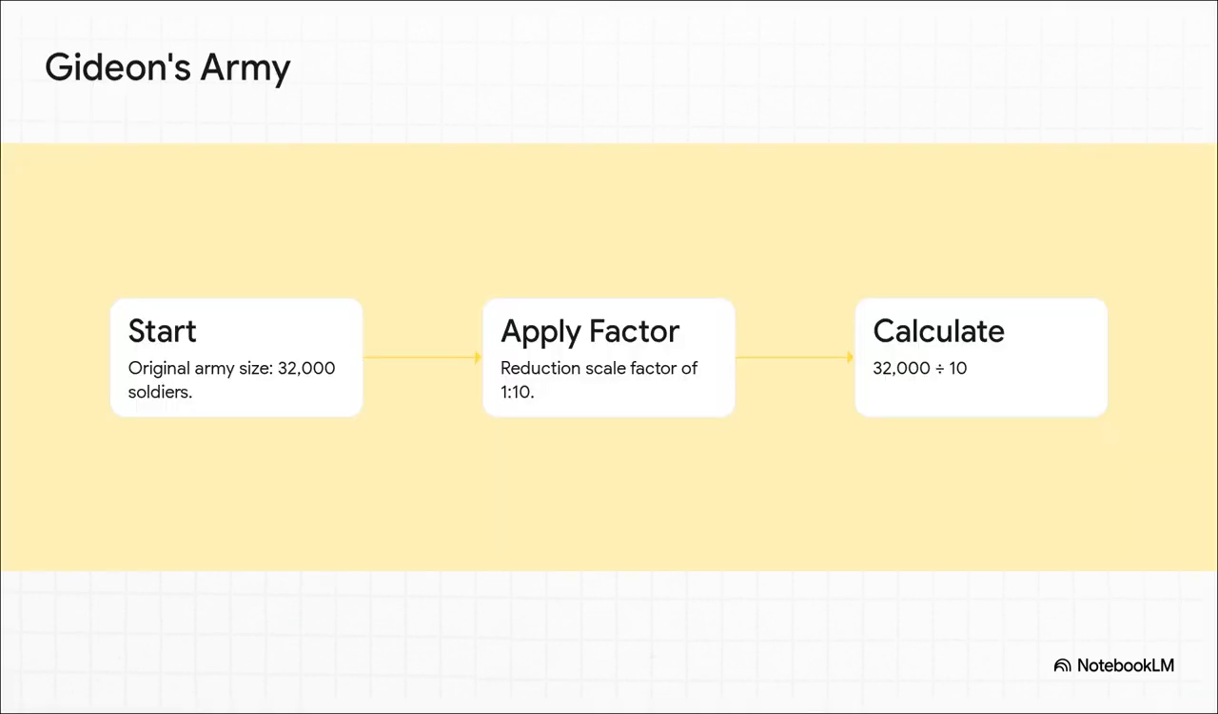So picture this. The army starts out as this huge force, 32,000 soldiers. Now, the source material gives us a reduction scale factor of 1 to 10. The math here is super straightforward. All we have to do is divide that original number by 10. So you take 32,000, you divide it by 10, and that leaves you with 3,200. Just like that. It's a pretty dramatic demonstration of how a simple scale factor can take this massive force and shrink it down to a much smaller, more focused group.